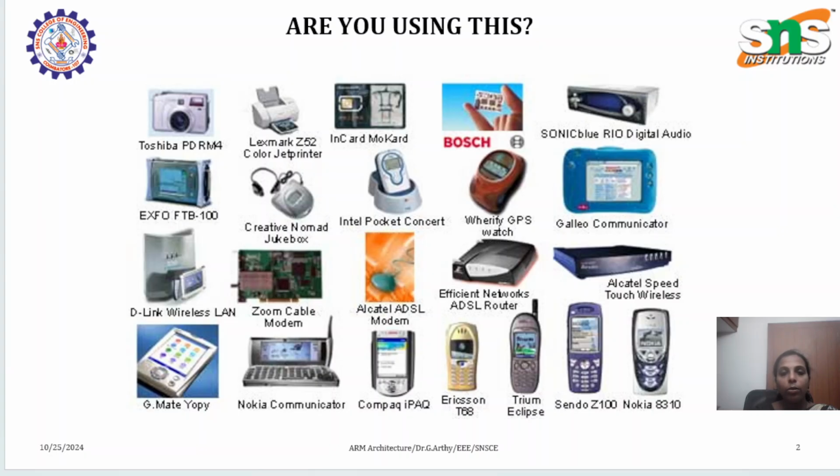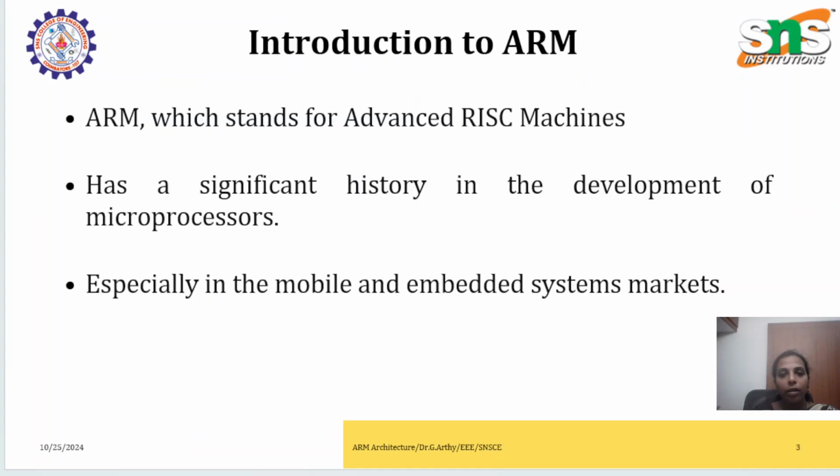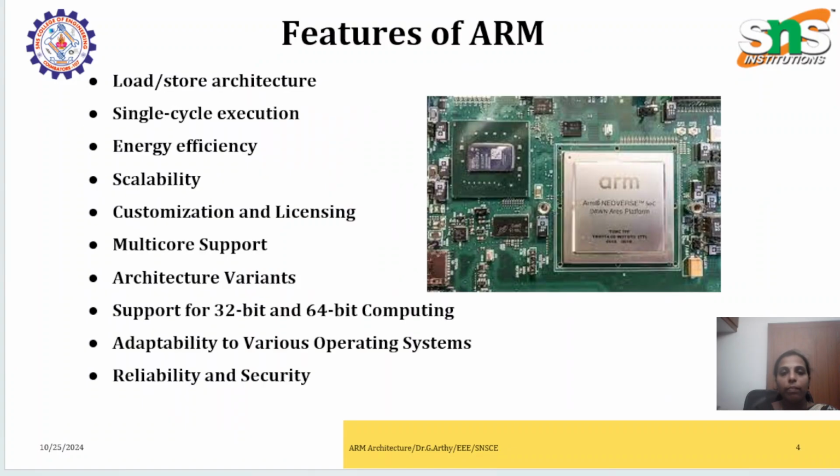We are all using these kind of electronic gadgets. Do you know the processor inside this? Let us look into it. It is ARM. ARM is Advanced RISC Machines. Especially it is used in embedded systems and mobiles. ARM was initially known as Acorn RISC Machines and later the name was changed to Advanced RISC Machine.